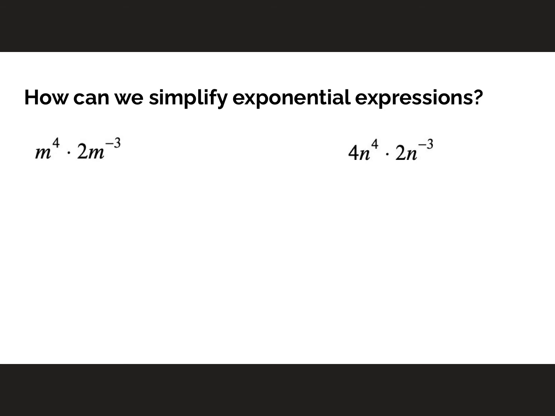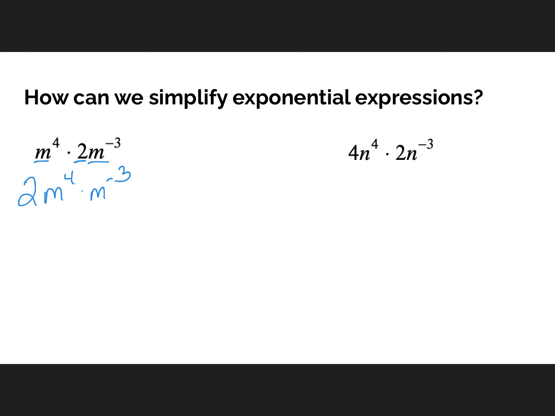Here, the first thing we need to think about is m's are going to combine with m's, and the 2 doesn't have anything to combine with. There's no other numbers. So we're going to bring down the 2. The 2 is going to stay by itself. Then I have m to the 4th times m to the negative 3rd power.